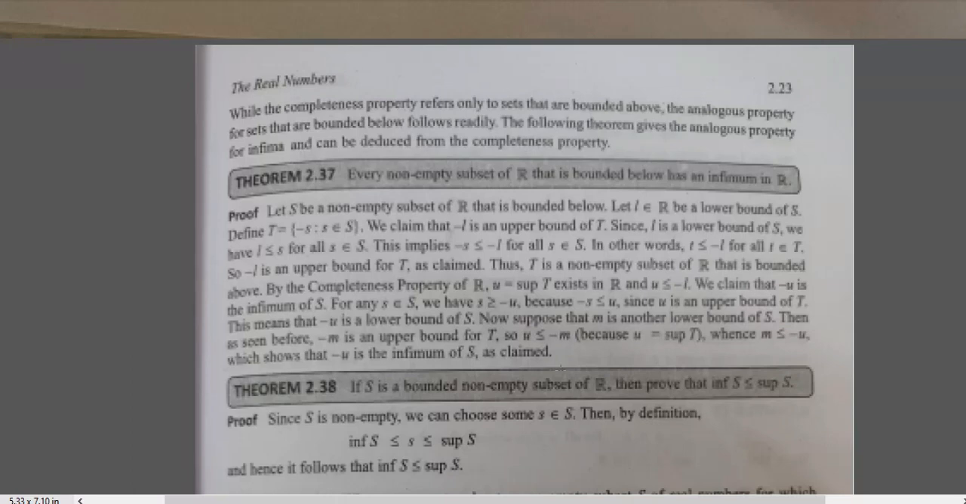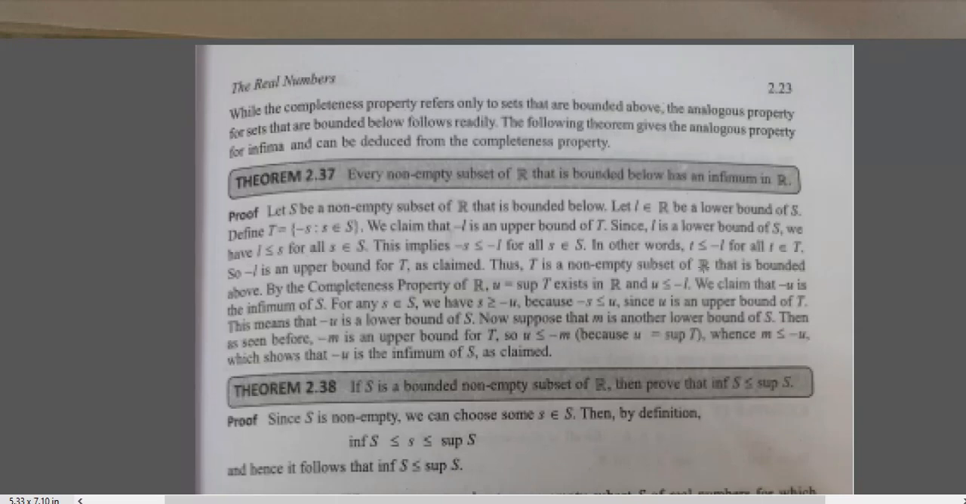So T is a non-empty set that is bounded above. By the completeness property, we get U equal to the supremum of T, which exists in R. So U is less than or equal to minus L. Now we claim that minus U is the infimum of S. So again, for any s in S, we have s is greater than or equal to minus U, because minus s is less than or equal to U, since U was an upper bound of T. This means minus U is a lower bound of S.